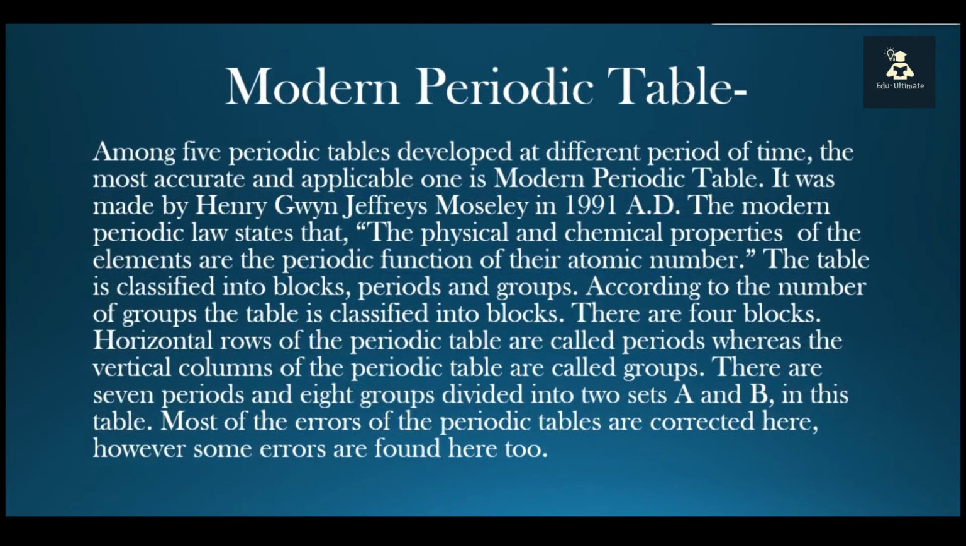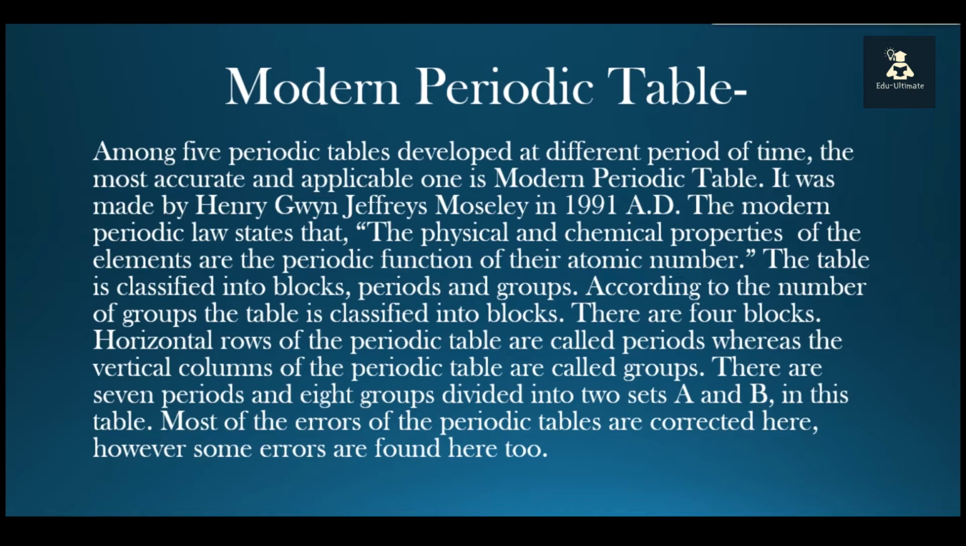Modern periodic table. Among the 5 periodic tables developed at different periods of time, the most accurate and applicable one is the modern periodic table. It was made by Henry Gwyn Jeffreys Moseley in 1913 AD. The modern periodic law states that the physical and chemical properties of the elements are a periodic function of their atomic number. The table is classified into blocks, periods, and groups.